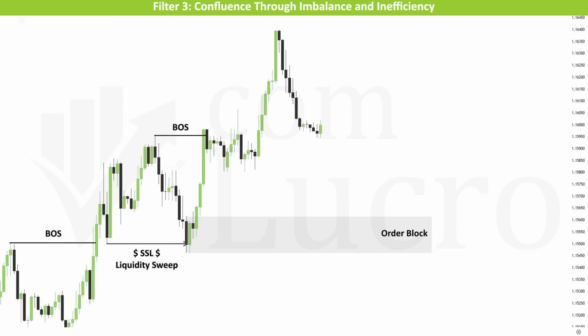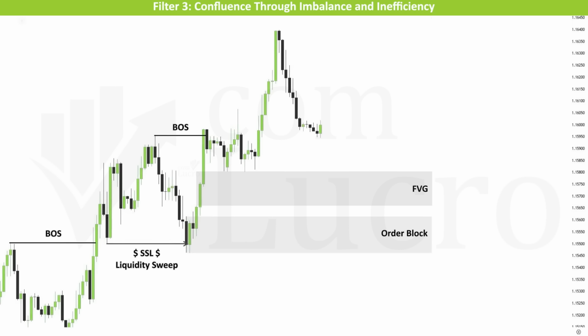Now, adding more confluence with filter number 3, inefficiency. The one where most average setups quietly fail. To strengthen the setup, we want order blocks and points of interest that were formed with imbalance. A clear imbalance between buyers and sellers tells you that significant volume was traded there, which is another signature of smart money involvement.